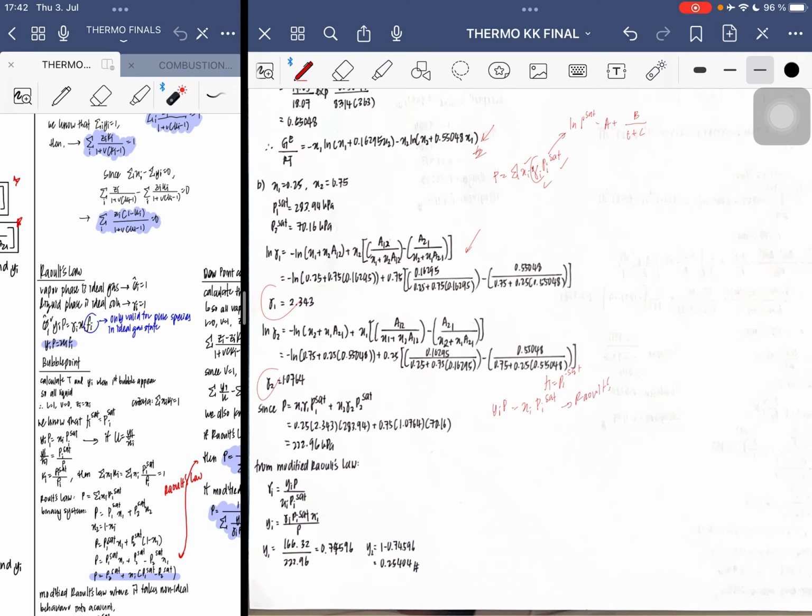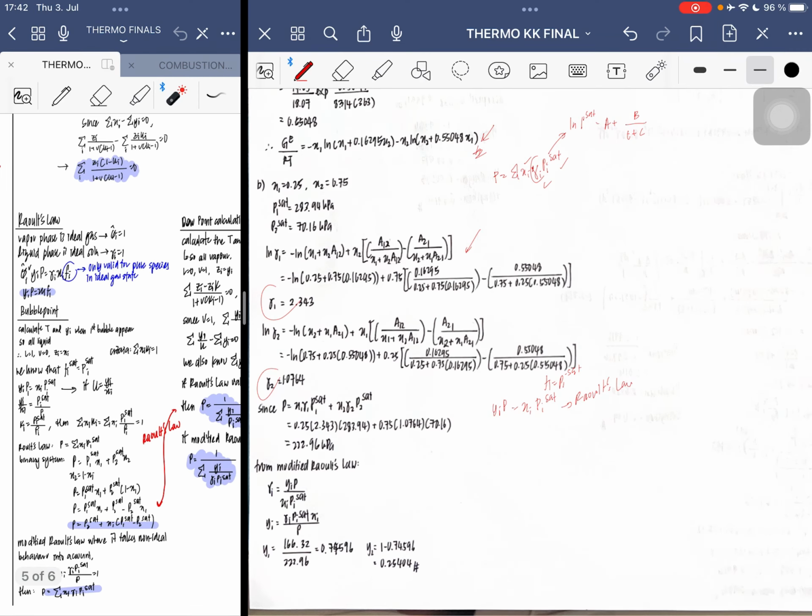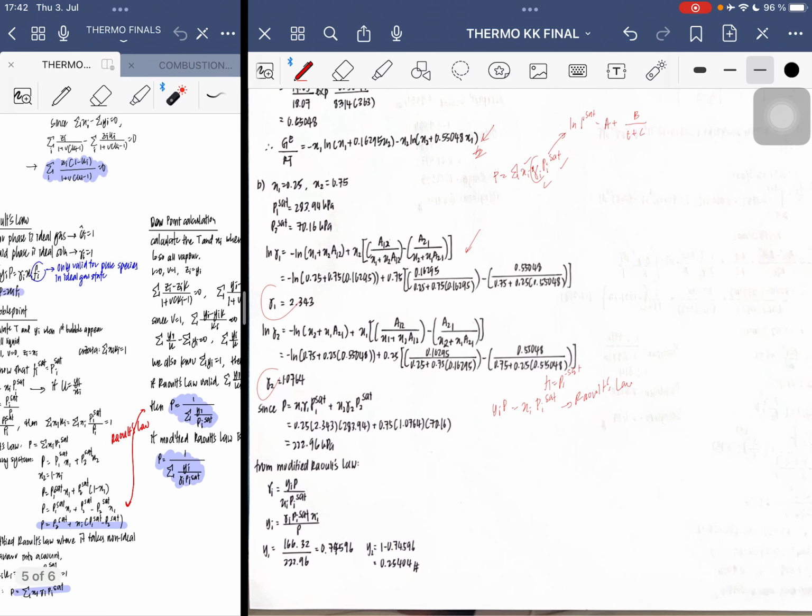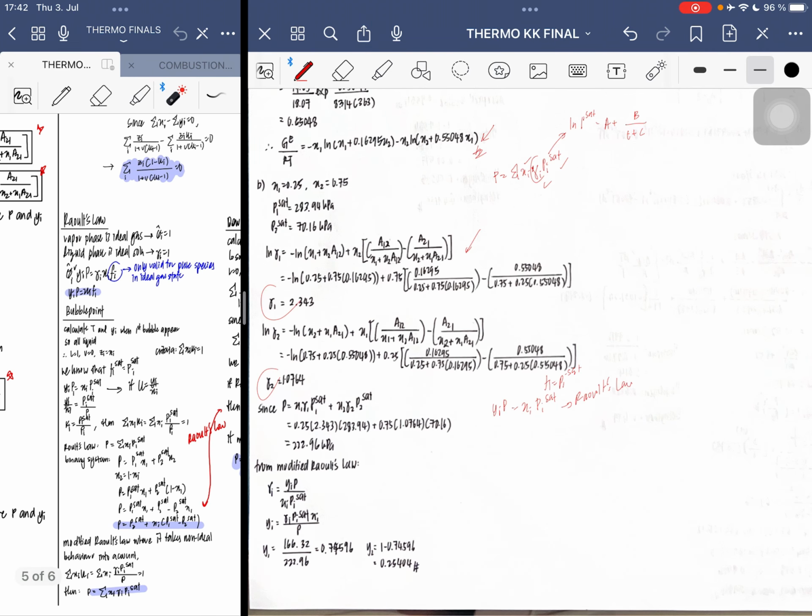It's actually just the addition of gamma. So it's xi gamma i like before. You have already found the combined pressure. You already know the x values, because the question gave you x1 and x2. Gamma you already found from before, and pi sat is also found from before. So yi equals xi gamma i pi sat over pressure. So that's it, and then you can find your y1 and y2. So next, what do they want?